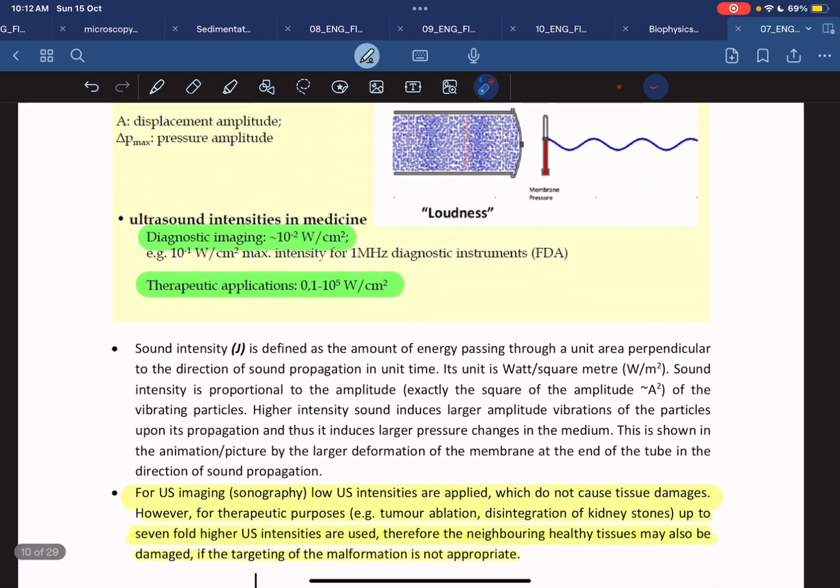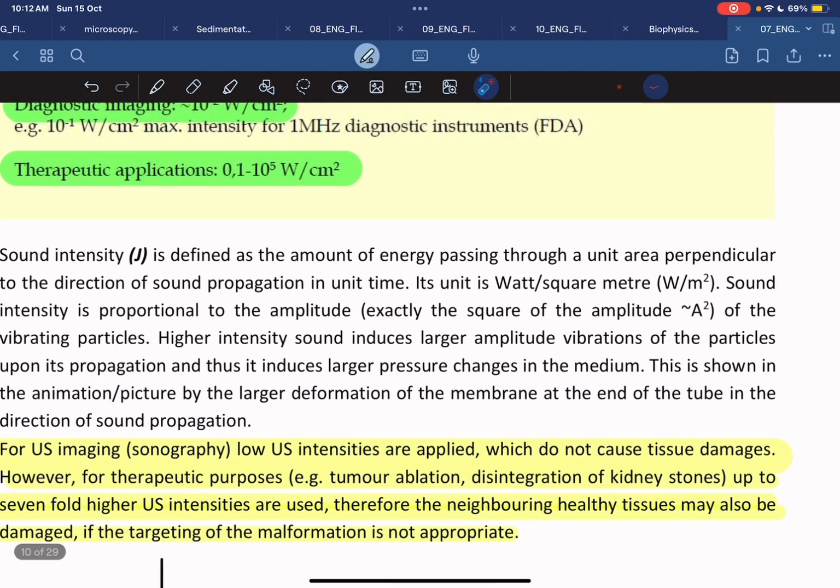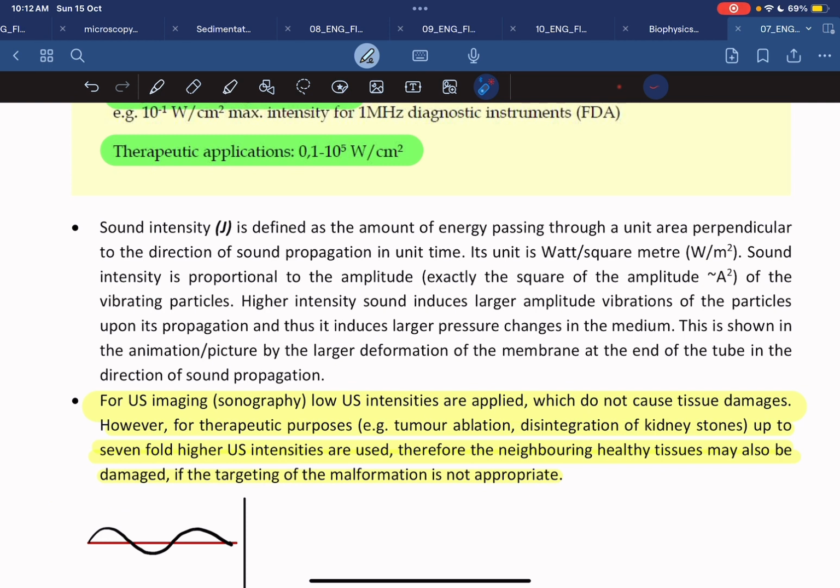Now, we should know the intensity of sound in diagnostic imaging and the intensity of sound in therapeutic applications. There's nothing I can explain in this, guys, remember it, very important. For US imaging, sonography, intensity is applied which does not cause tissue damage. Very important to know are the therapeutic and the medical applications, because that's what matters to us and that's what's going to be asked.